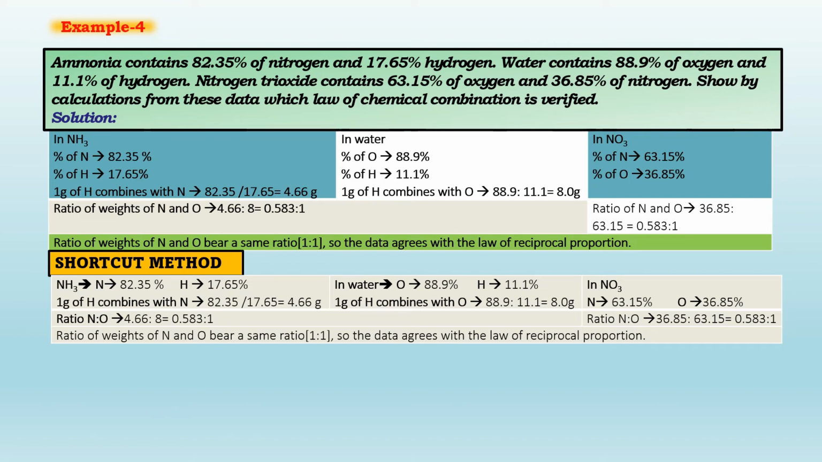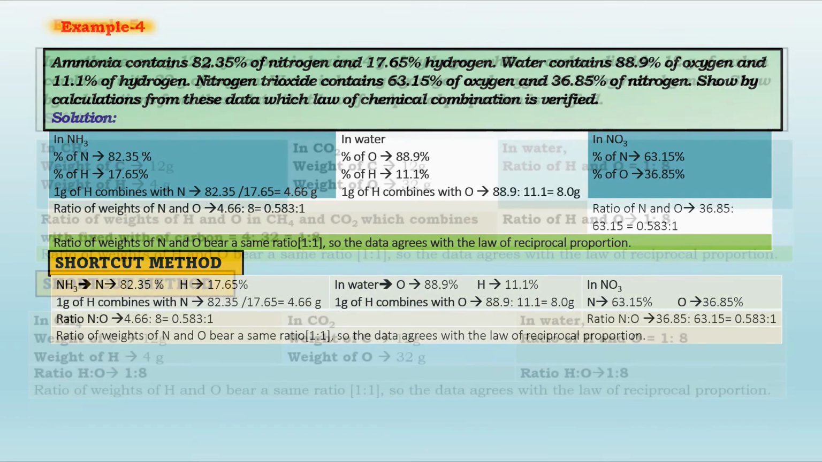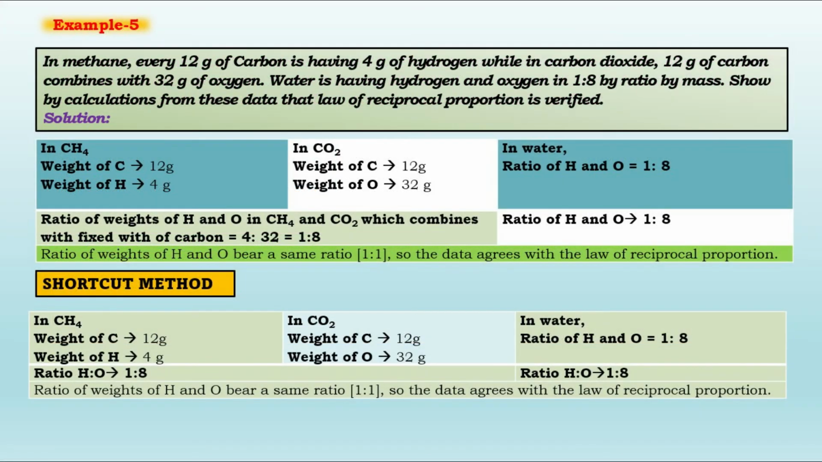In nitrogen trioxide, nitrogen is equal to 63.15, oxygen is equal to 36.85. So the ratio of nitrogen to oxygen is equal to 36.85 is to 63.15, that is equal to 0.5831. The ratio of weights of nitrogen and oxygen is a simple whole number ratio, so the data agrees with the law of reciprocal proportion.